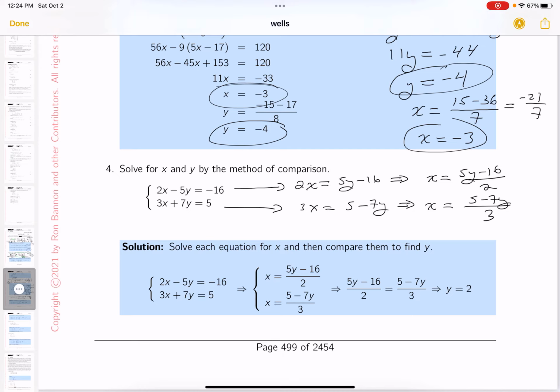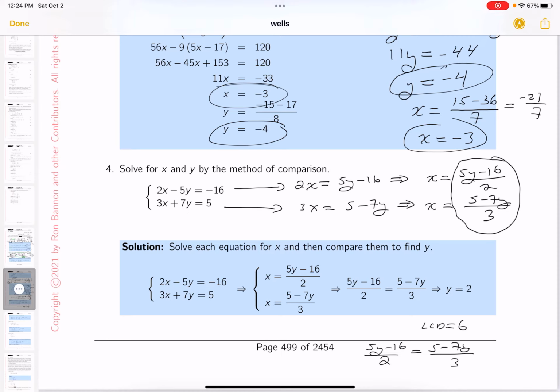Now, by comparison means I can compare those two now. So what am I going to compare? These two things here. They're both the same. Why do I know that? They're both x. So let's write that down. And I'll write on the side. So I'm kind of jamming it in. I realize that. (5y minus 16) over 2 equals (5 minus 7y) over 3. The LCD is 6.